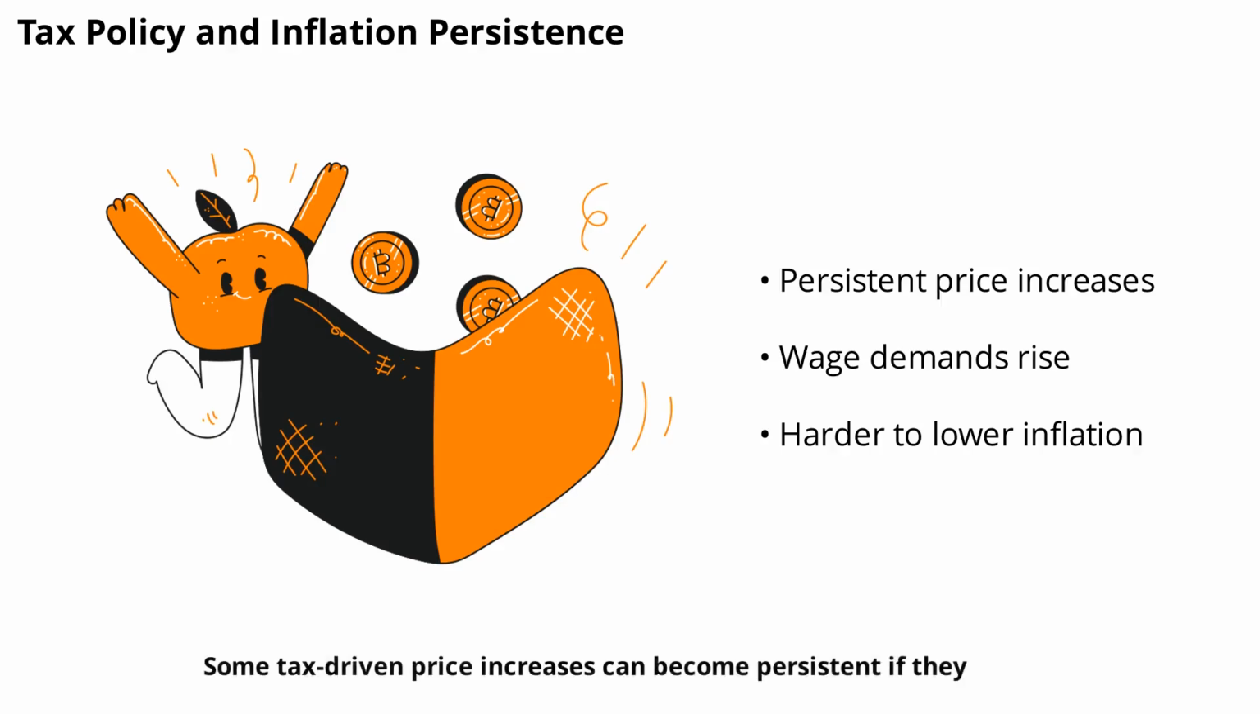Some tax-driven price increases can become persistent if they lead to higher wage demands or ongoing cost increases. This persistence can make it harder to bring inflation back down, especially if expectations become entrenched. Policymakers watch for signs of persistent inflation following tax changes.